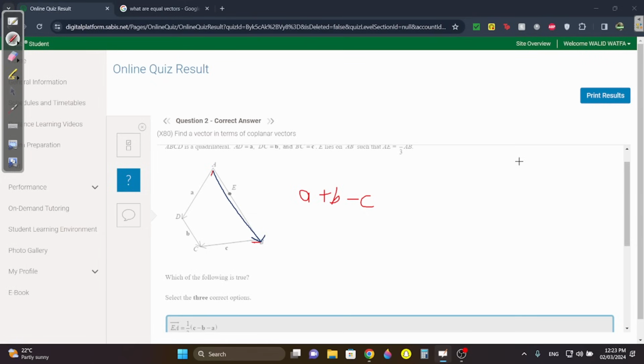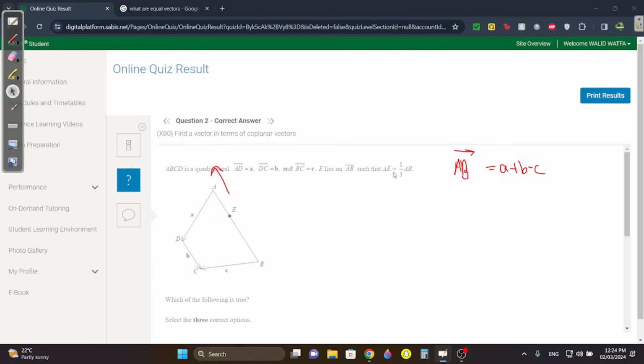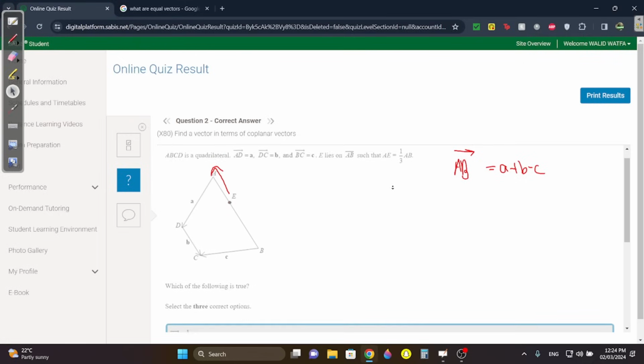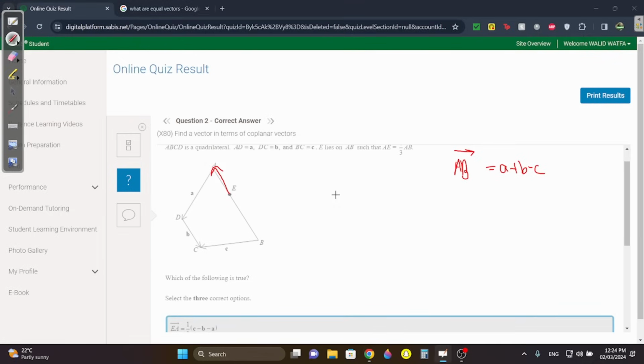Let's just write that down because you're gonna need that. AB is A plus B minus C. That's the first thing I like to do when solving with adding vectors. They're asking for EA. EA is equal to 1 over 3 AB, right? Well, no, that's AE. But it's the same thing. EA is 1 over 3 of BA.